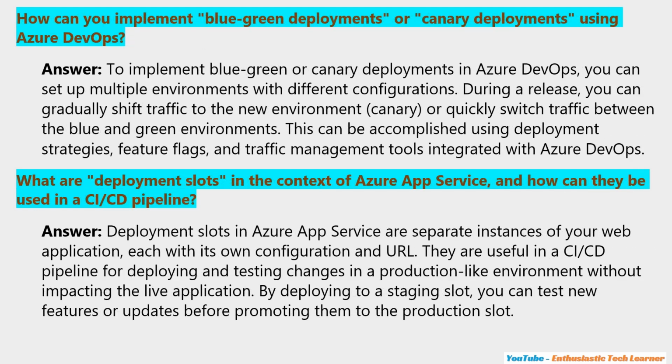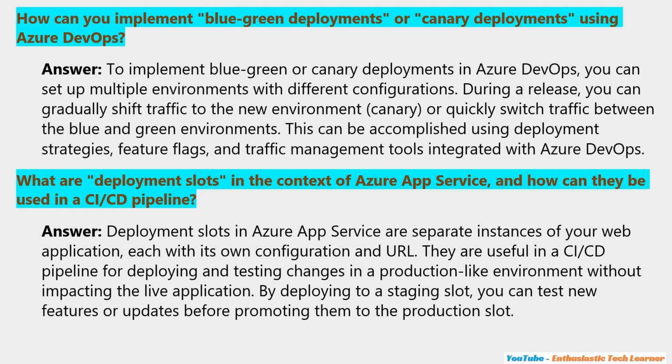How can you implement blue-green deployments or canary deployments using Azure DevOps? Answer: To implement blue-green or canary deployments in Azure DevOps, you can set up multiple environments with different configurations. During a release, you can gradually shift traffic to the new environment (canary), or quickly switch traffic between the blue and green environments. This can be accomplished using deployment strategies, feature flags, and traffic management tools integrated with Azure DevOps.